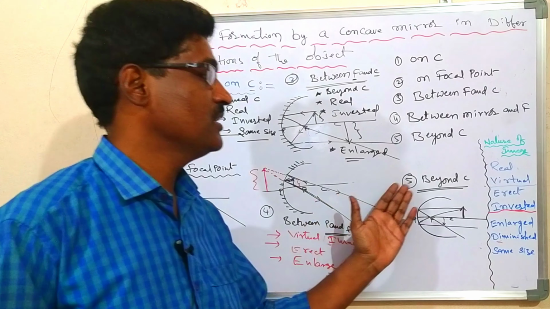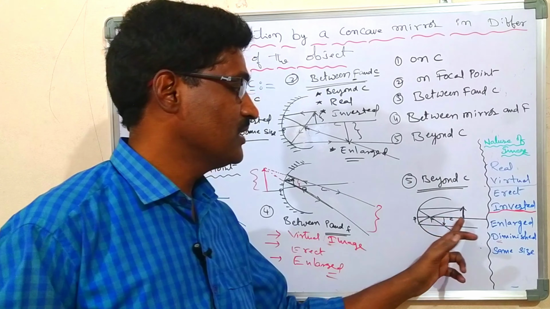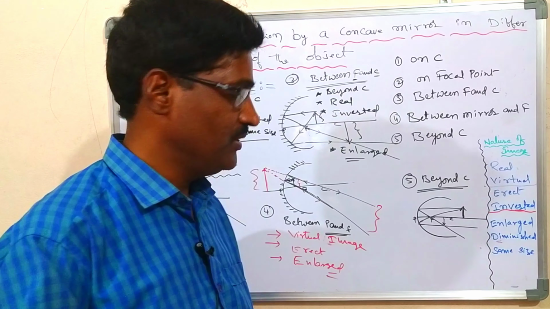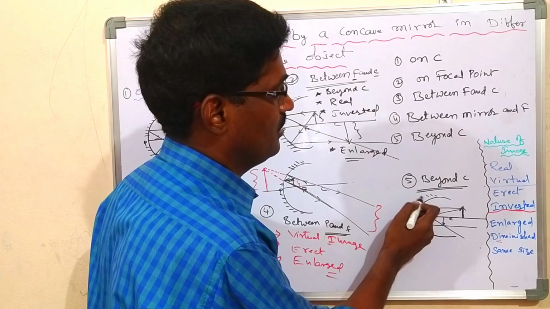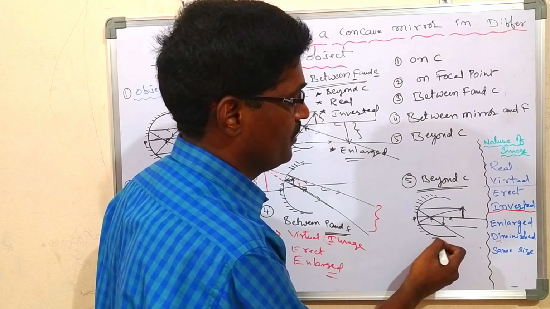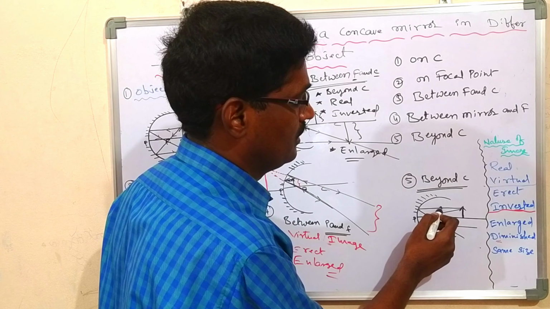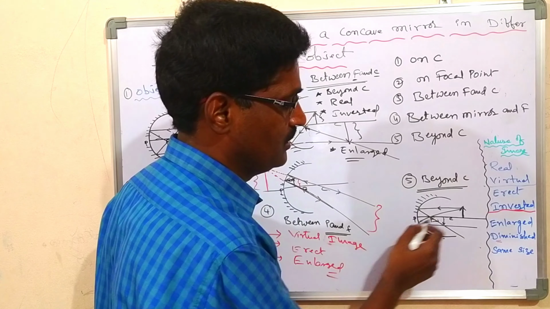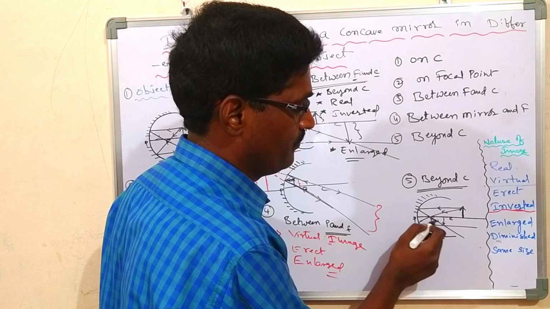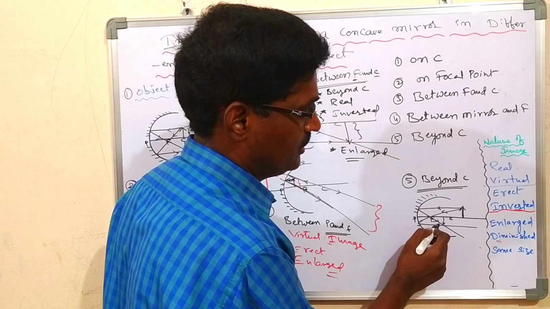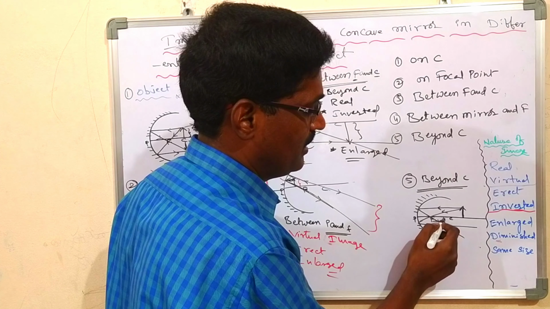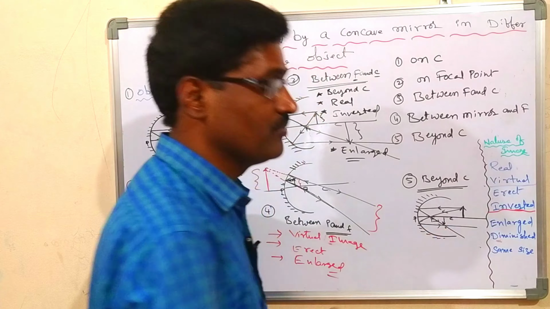Okay, next condition is behind C. If the object is placed behind C, where is the image formed, and what is the nature of the image? It is a concave mirror. How many rays are involved? Two rays. One is R1, parallel to the principal axis and passing through the focus. The second one passes through the focus and reflects parallel to the principal axis. The two reflected rays meet at one place and the image is formed.